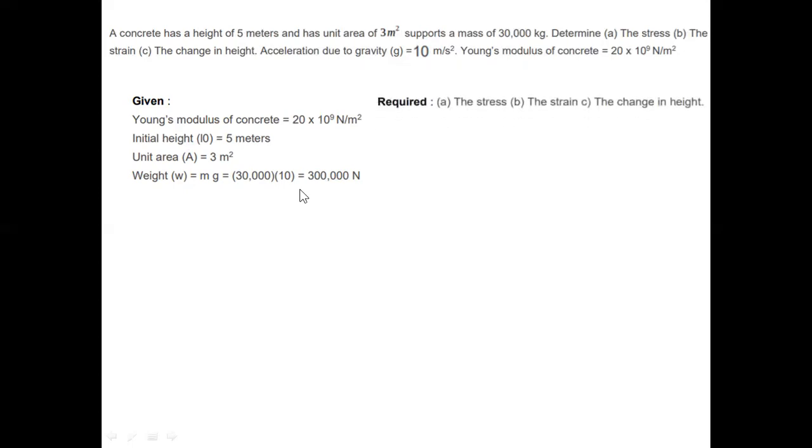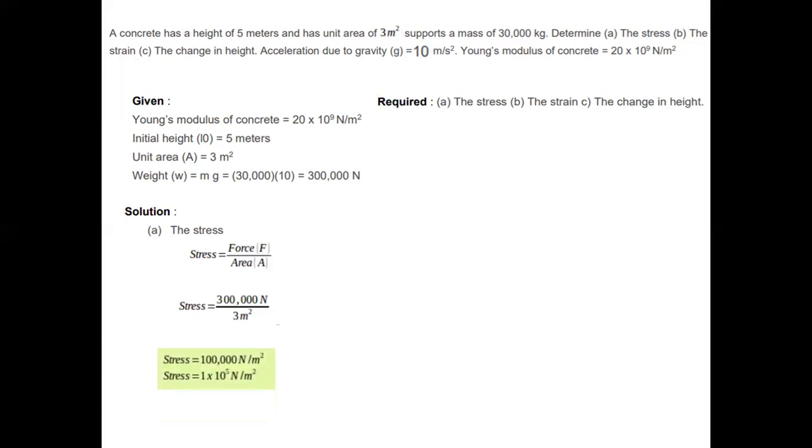Now, we are required to determine the stress for letter A, the strain for letter B, and for letter C, delta L. Now let's proceed with the solution for the stress. Stress is force per unit area. So this is 300,000 newtons all over 3 meters squared, or simply our value of the stress is 100,000 newton per meter squared, or in scientific notation, this is 1 times 10 raised to 5 newton per meter squared, or pascals.